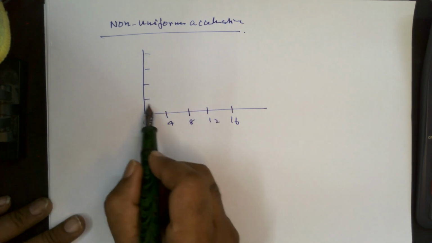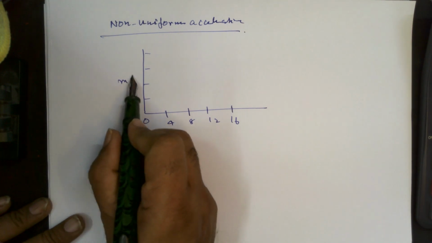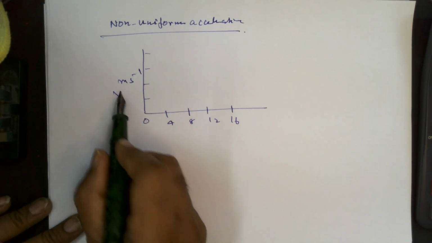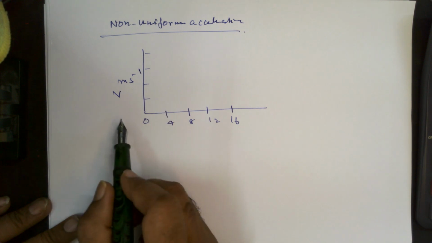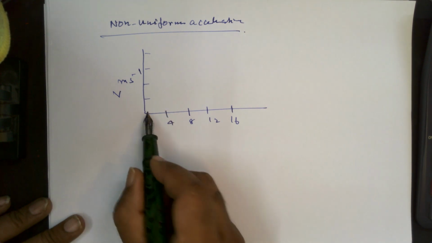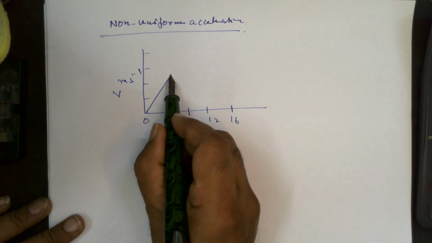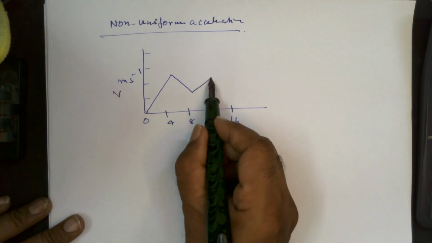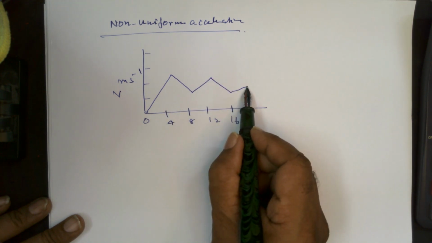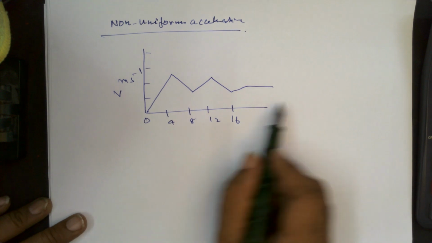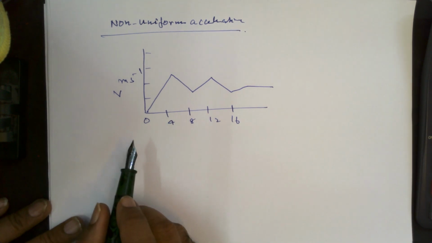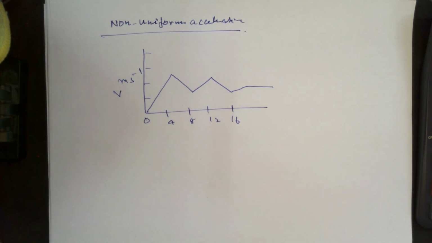So this is the meter per second. Let us have it in meter per second. So this is the velocity. So in that case, probably it may go up like this, and there is a change in velocity, and it goes like this, change in velocity. That's all. So this is called non-uniform accelerated motion. Okay.